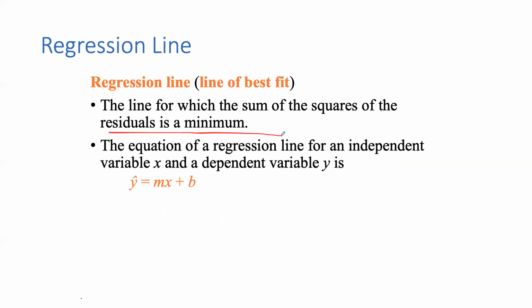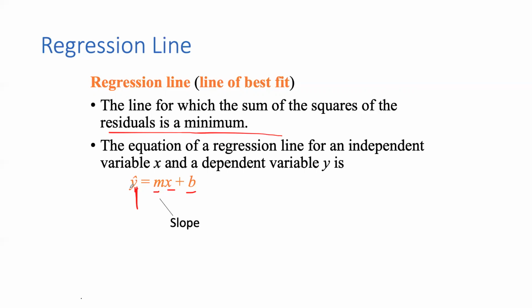The equation of a regression line is generally given as y hat is mx plus b. The hat on top of Y suggests that this is the predicted value of Y, given the X value, and we need to find m and b. If we can establish what m and b are, then for different values of X, we can find the predicted value of Y.